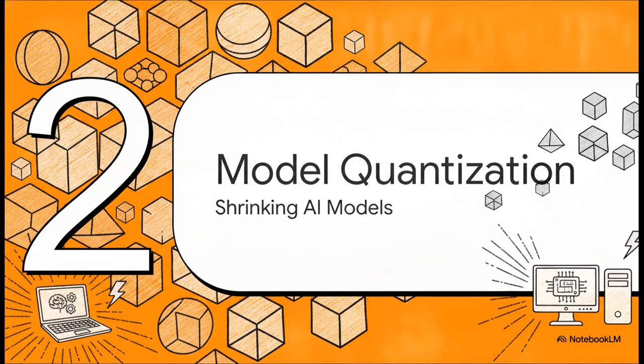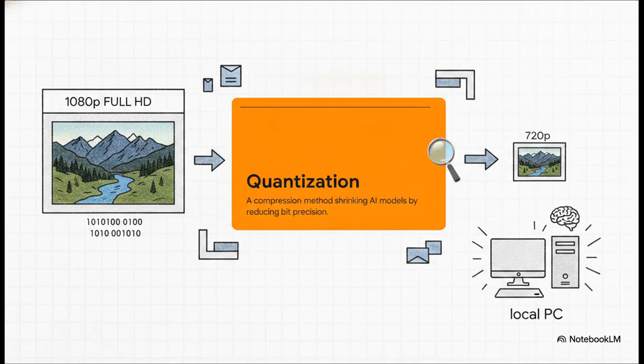Part 2. Parameters and Quantization. So, the crucial point is, how on earth do we shrink these massive models down so they actually run on your laptop or desktop without completely dumbing them down? The absolutely brilliant technical workaround for this is called quantization. Simply put, it's a compression method. It shrinks AI models by reducing the bit precision of their parameters.